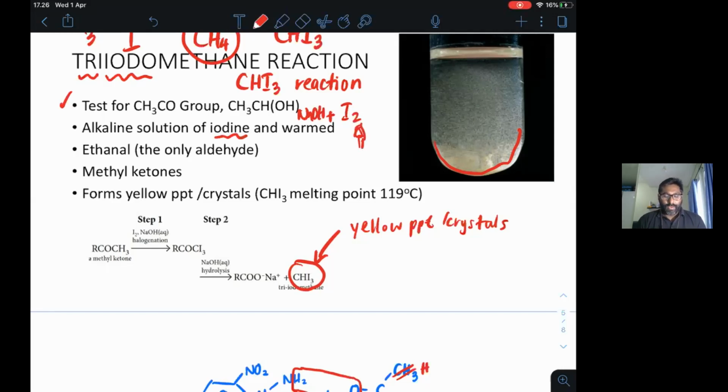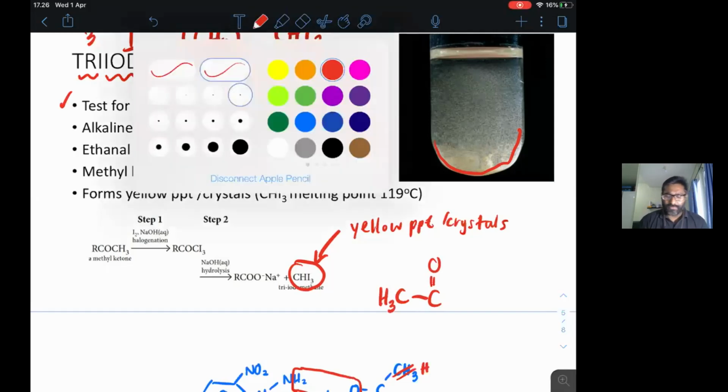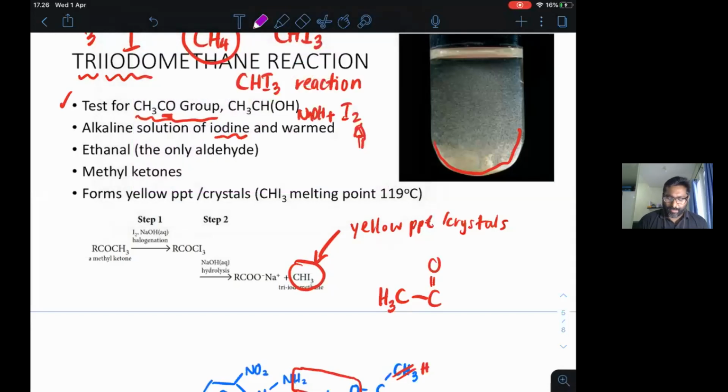Sodium hydroxide and I2. Now, it's a very specific test. It's not like they will test for aldehyde, or they will test for ketone. No, they are very much specific. How specific? It's a test to identify C double bond O and then CH3. Anything that has this structure will give you a positive result. It can be this aldehyde, which is ethanal.